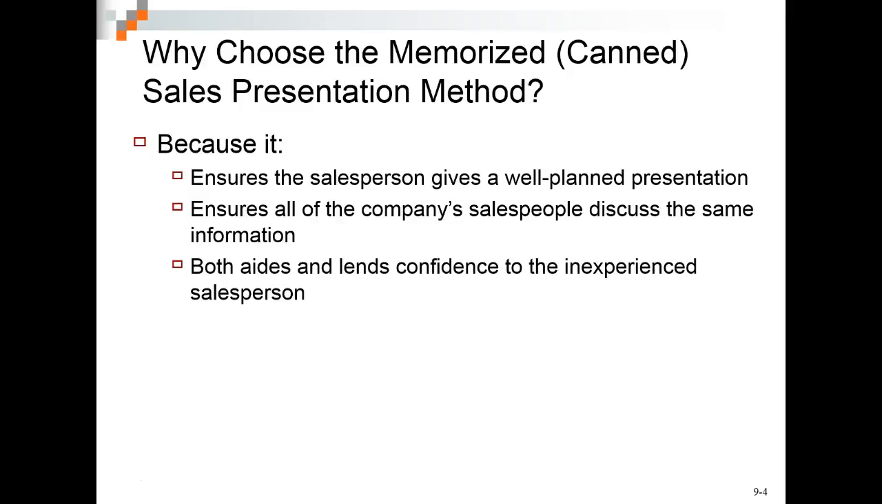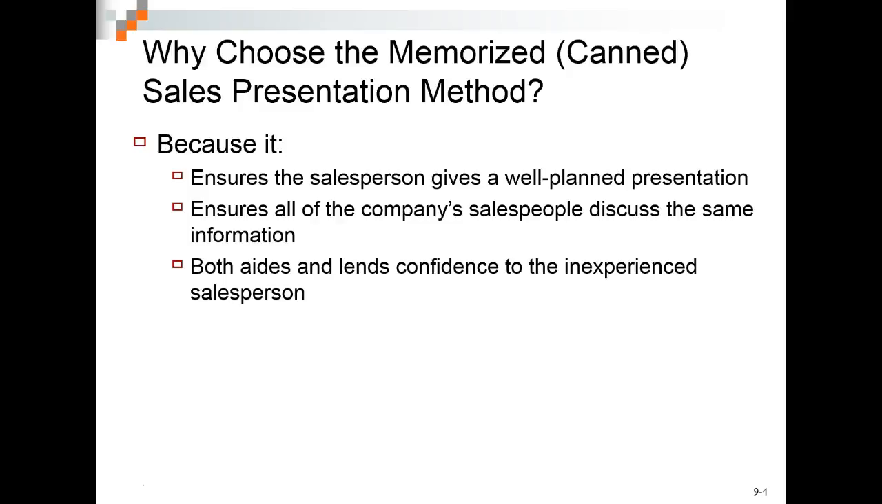Okay? And these scripts are very, very detailed. It's not just say this, and then when they ask a question, answer it. No, it's say this. If they say this, then say this. If they say this at that point, say this instead. If they bring this up, say this. I mean, they're very, very detailed.